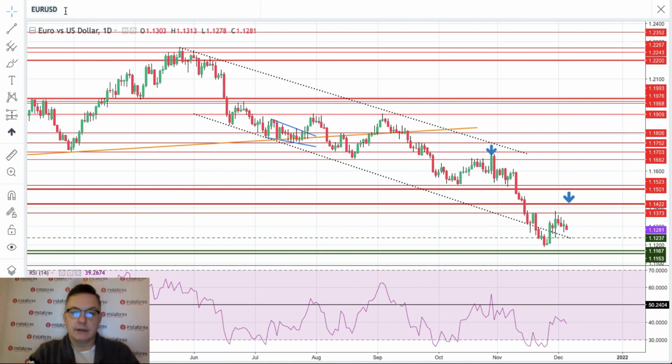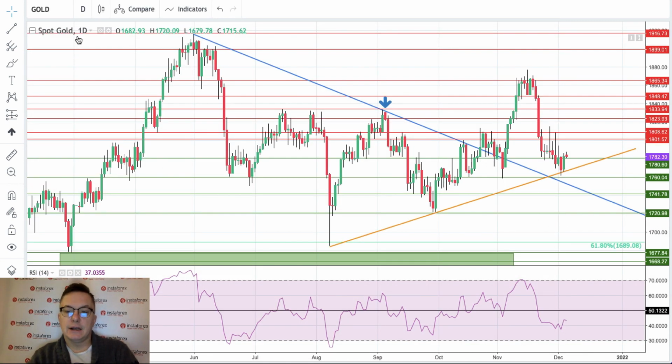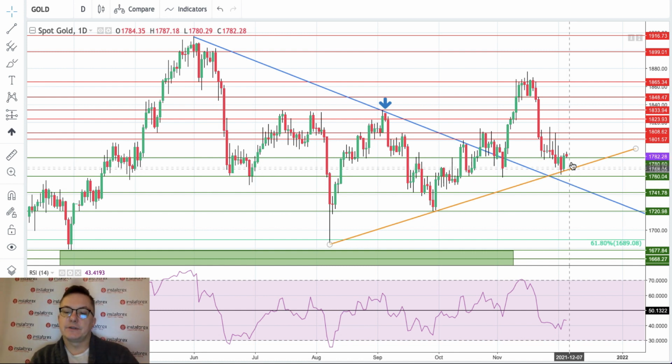So what is going on then with gold? The spot gold market, as you can see, has retraced the whole rally from 1760 to 1876, and recently just bounced from the short-term trend line. As I said before, we are now trying not to get below the blue line, not to get below the orange line, and not to get below $1,760 again.